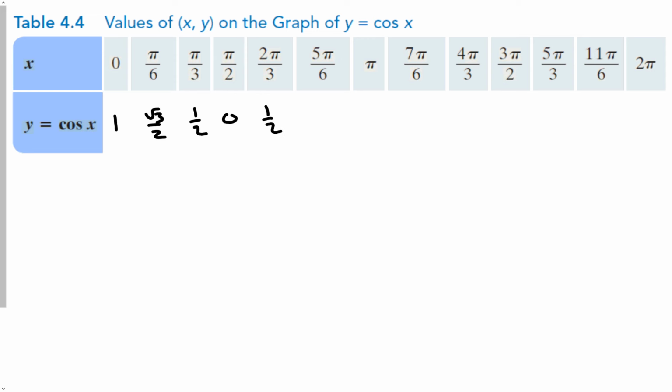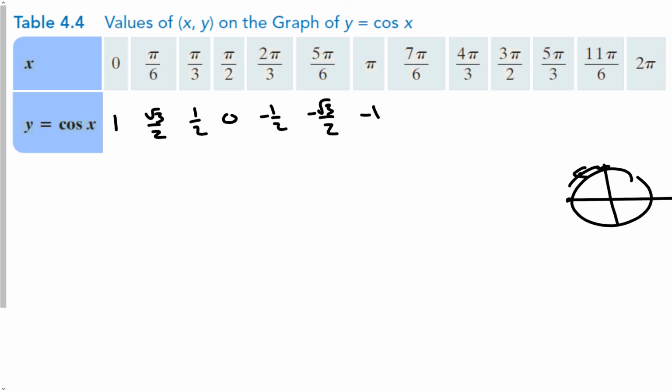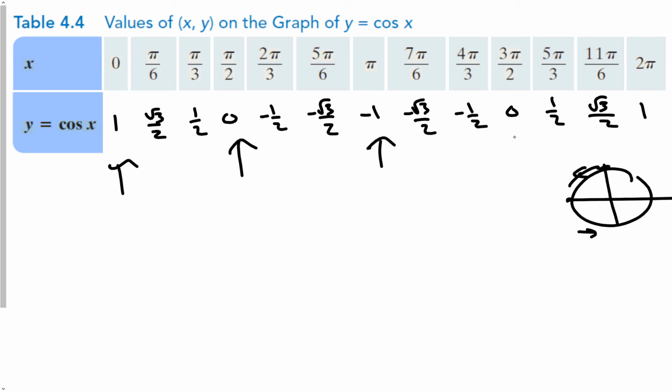Then we go 1/2. Oh, sorry. We go negative 1/2, right? Think of the circle. That's pi over 2. Now x is going to be negative as we go this way. Negative 1/2. Negative radical 3 over 2. Negative 1. Right? That's a negative 1 on the unit circle. And now we're going to start to go more positive as we go back this way. So that's negative radical 3 over 2. Negative 1/2. 0. 1/2. Radical 3 over 2. And 1. Again, those are my 5 key points, the most interesting points.